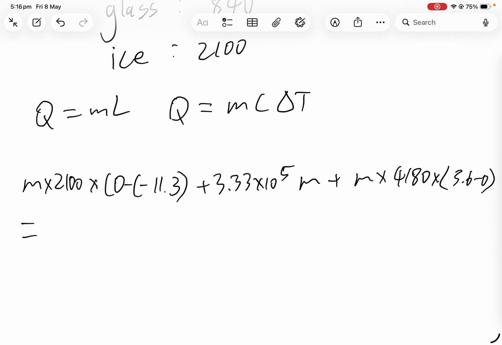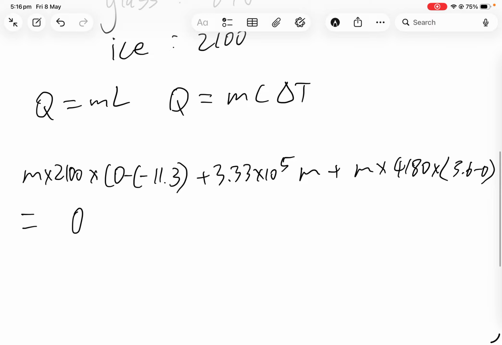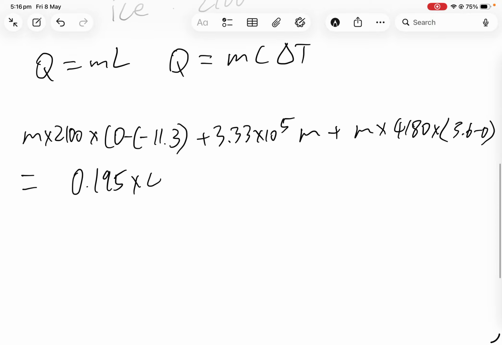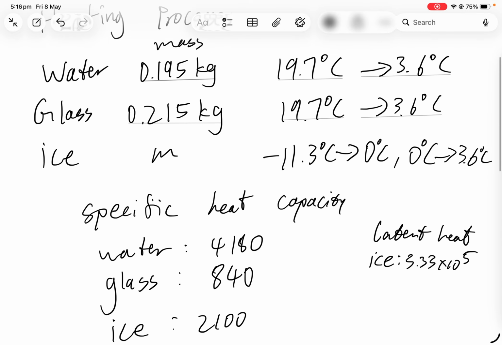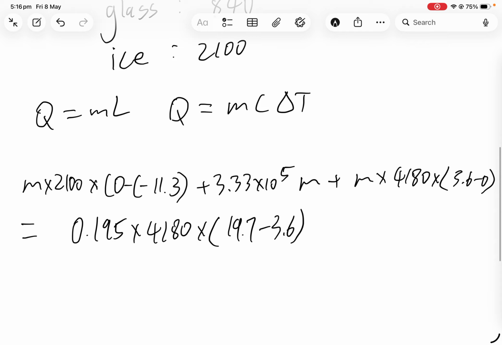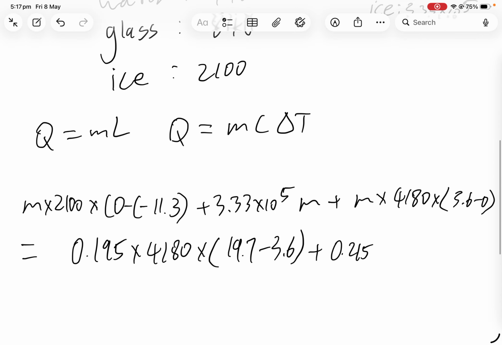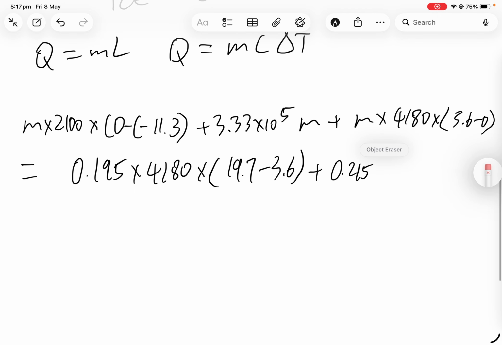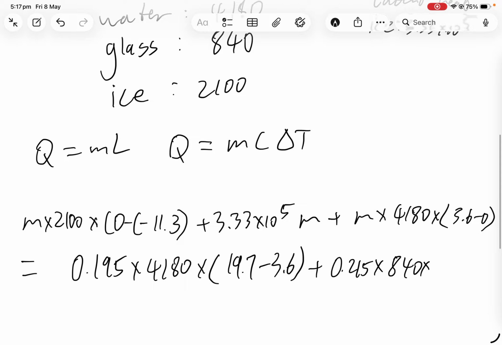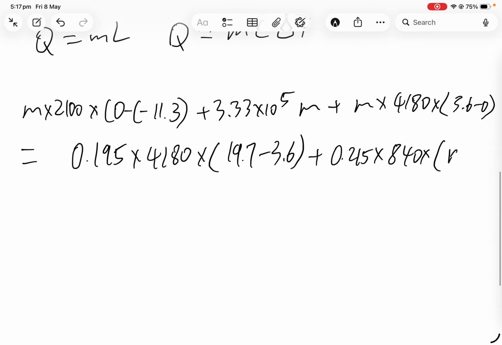So that's 0.195 times 4180 times 19.7 take 3.6, and then we have to add the glass: 0.215 times 840 times the same, 19.7 take 3.6.